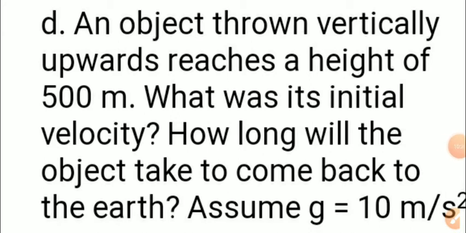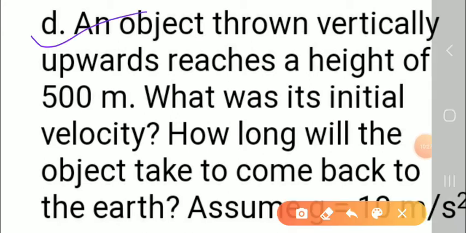This is our D question, children. An object thrown vertically upward reaches a height of 500 meter. What was its initial velocity? Initial means starting velocity. How long will the object take to come back to the earth? And in this question, you have to assume that g is equal to 10 meter per second square. So let us see the solution for this.